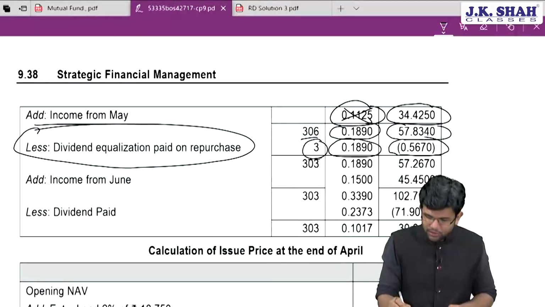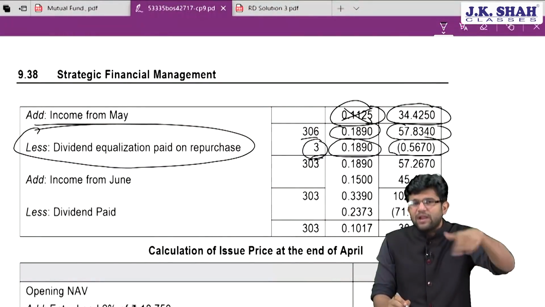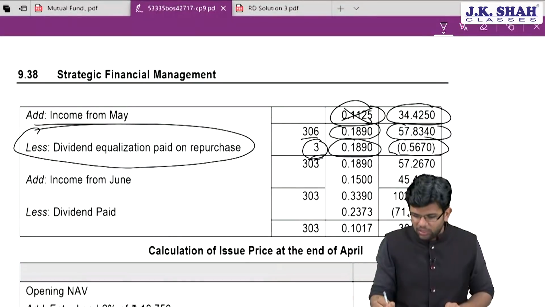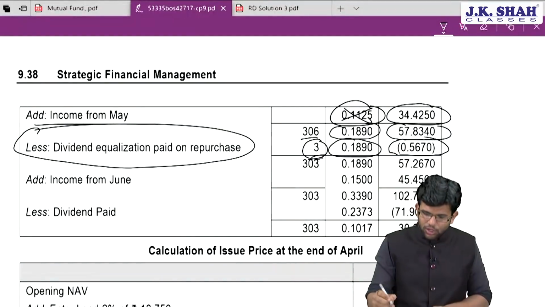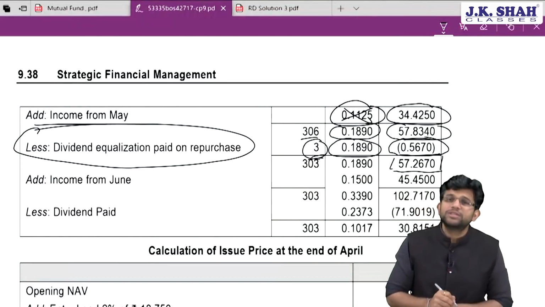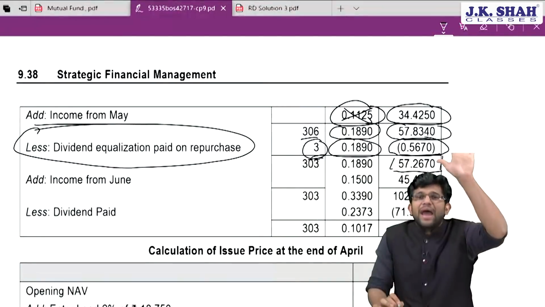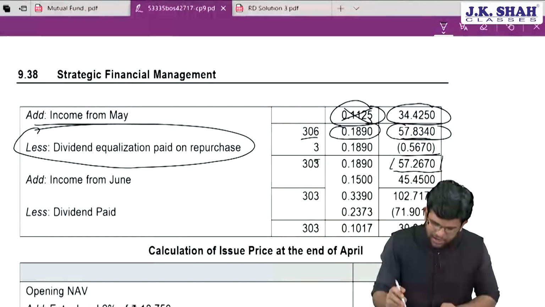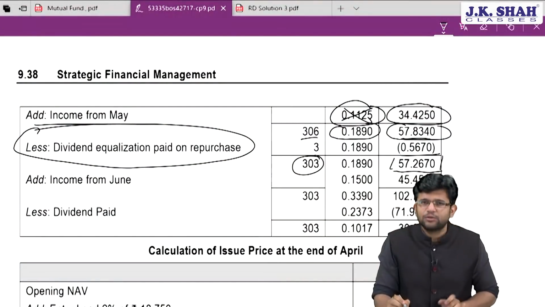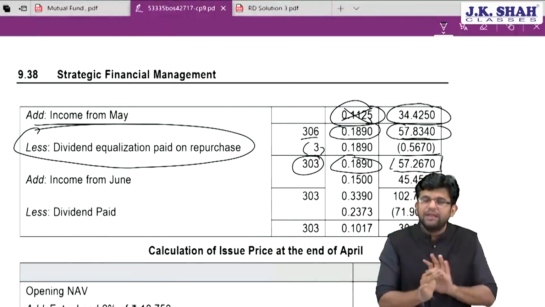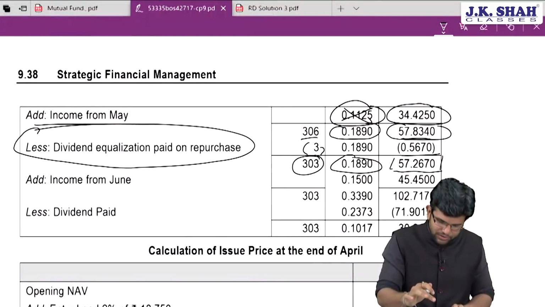Yes. So 0.1890 is the accumulated income per unit, correct? And if we are repurchasing 3 lakh units, on 3 lakh we'll have to give back their income. That comes to 0.1890 per unit. Total comes to 0.5670. So 57.8340 minus 0.5670 will give us 57.2670 as the net income at the end of May. And obviously, students, I hope you understand that the outstanding units thereafter will be 303, right? 306 minus 3, and the per unit will not get affected. Everybody clear? Let's now see what happens in June.